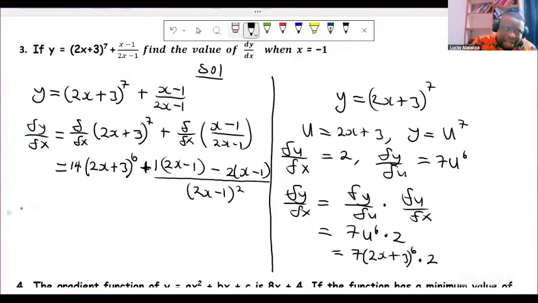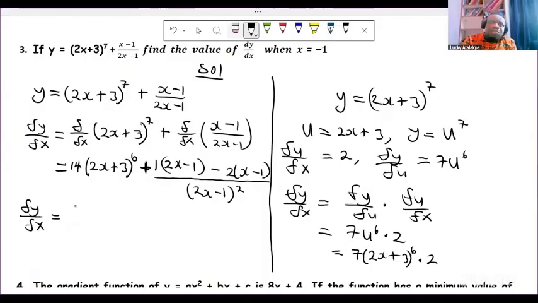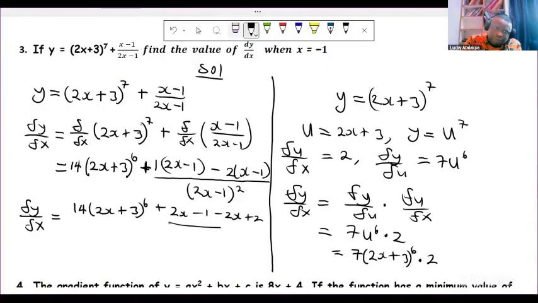So remember, everything we are doing is dy/dx. So this is now 14 times (2x + 3) to the power of 6. Then expand the bracket here. This is 2x minus 1, then minus 2x plus 2, everything over (2x minus 1) all squared.